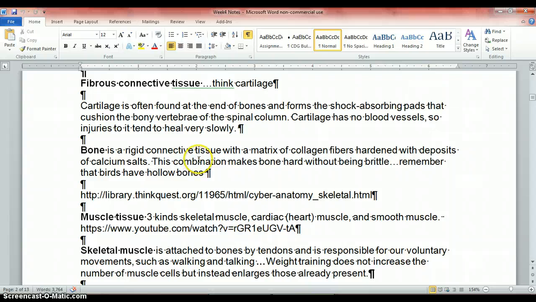Bone is a rigid connective tissue with a matrix of collagen fibers hardened with deposits of calcium salts. This combination makes bone hard without being brittle. Remember that birds have hollow bones because it makes them lighter, so it's easier to fly. And here's the nice ThinkQuest website.